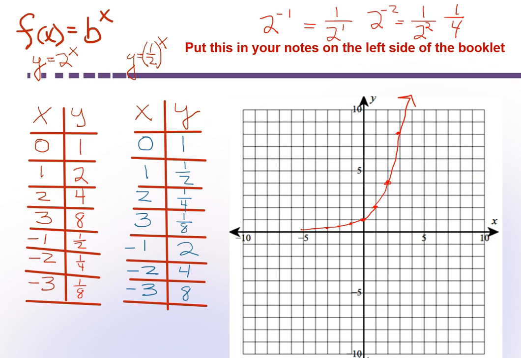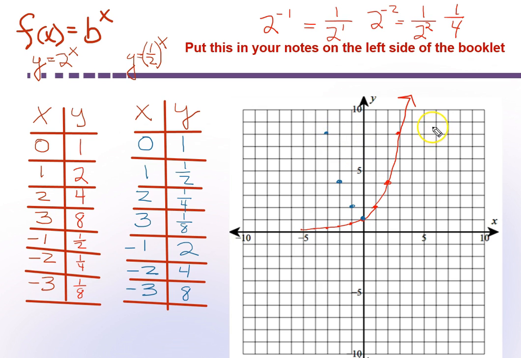Now I'm going to change to blue, and we'll plot the 1/2 power. So x to the 0 is going to be 1 still, right there. And then we go, let's do the negative ones first. -1, it's 2. So -1, it's 2. -2, it's 4. -3 is 8.